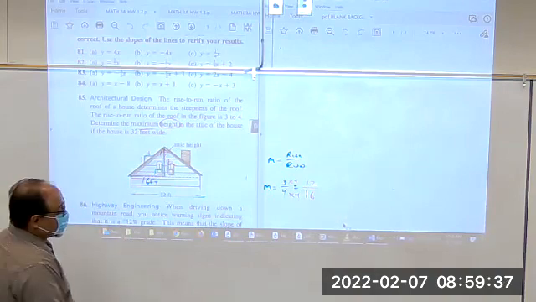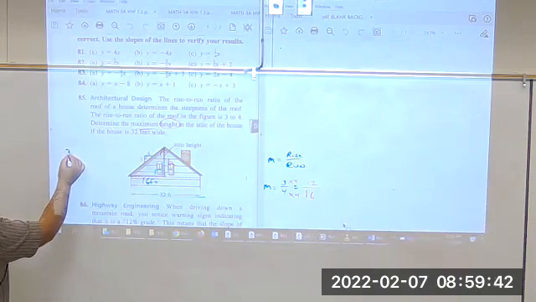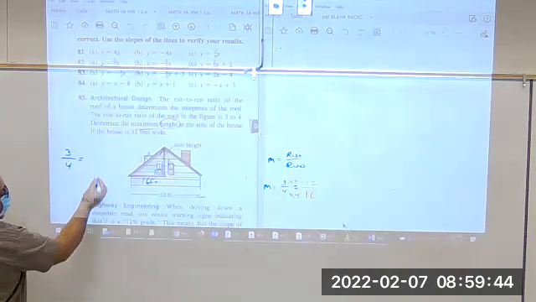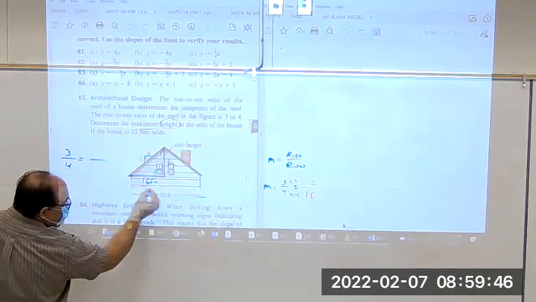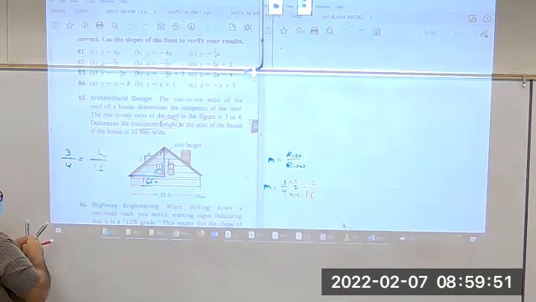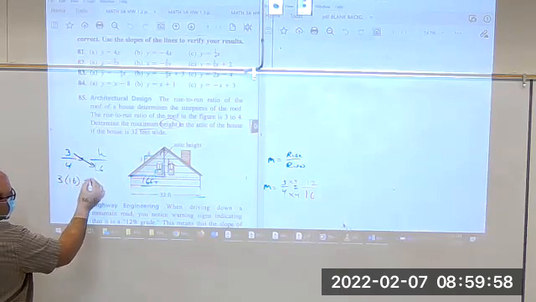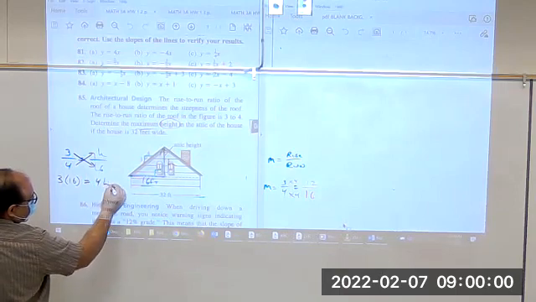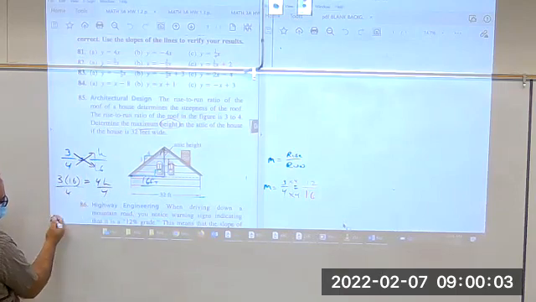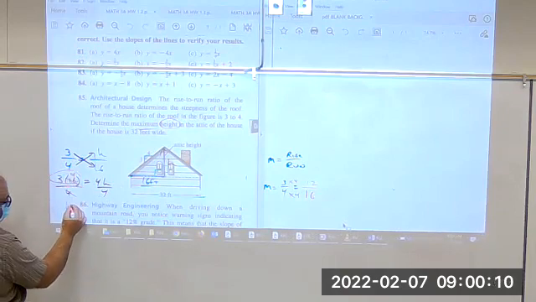Now, you could also set it up like this. The slope is 3 over 4. You know that this run has to be 16. You're given that. You want to solve for H, you can cross multiply. 3 times 16 is equal to 4 times H. Divide both sides by 4. 4 goes into 16 4 times. 3 times 4, 12 equals H.